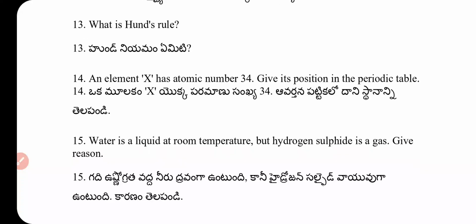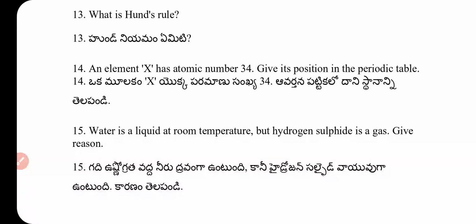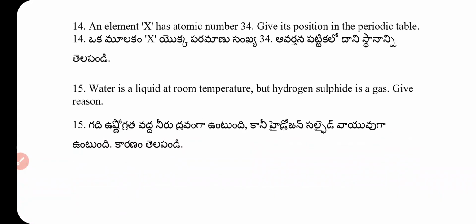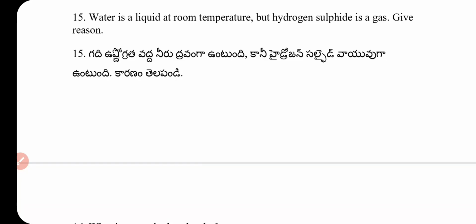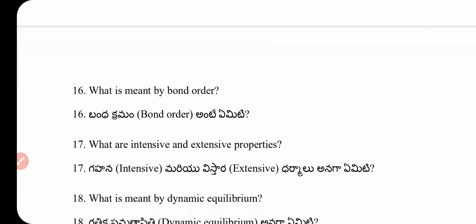Question number 13. What is Hund's rule? Question number 14. An element X has the atomic number 34. Give its position in the periodic table. Question number 15. Water is a liquid at room temperature, but hydrogen sulfide is a gas. Give reason.